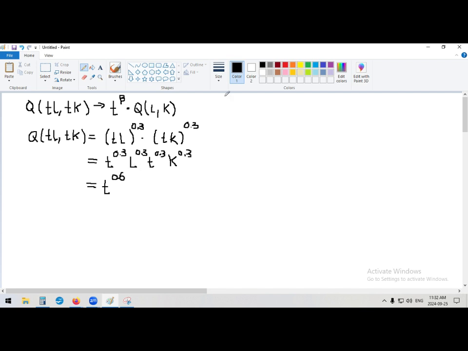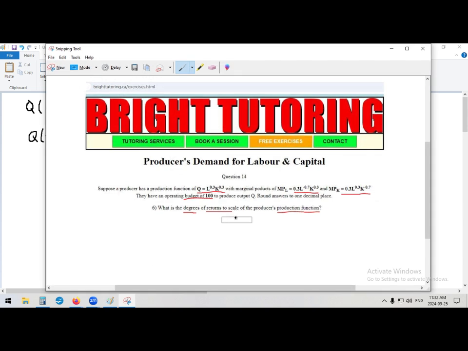And then the parts that are left over were here and here. You can see that's just the original production function, L to the 0.3, K to the 0.3. So you can see this is going to be your degree of returns to scale. Going back to the question, in terms of our degree, it's going to be 0.6. And that's how you solve that question.